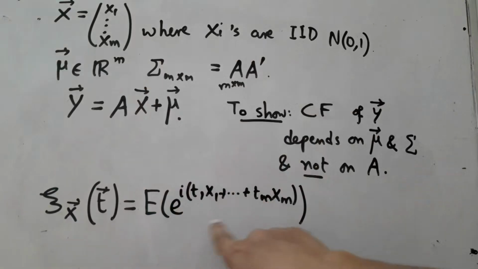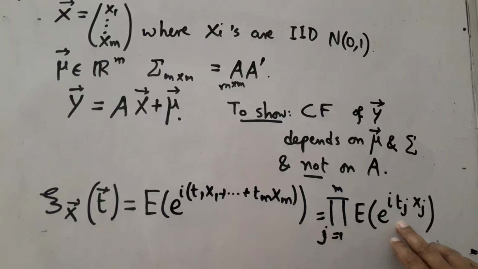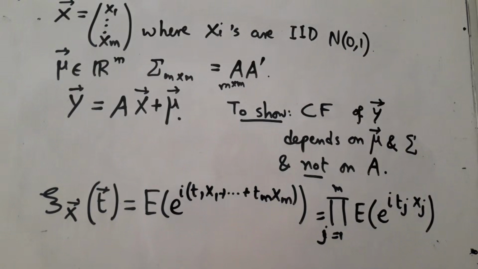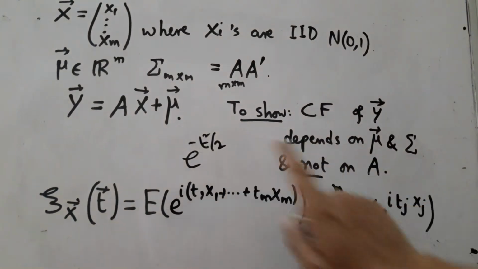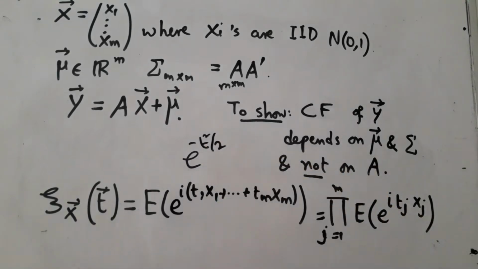Now, because all the xi's are independent, it nicely factors out as the product, j running from 1 to m, of the expectation of e to the power i tj xj. But this we quickly recognize as the characteristic function of xj evaluated at tj. Xj's being normal 0, 1, we already know that their characteristic functions are of the form e to the power minus t square by 2.